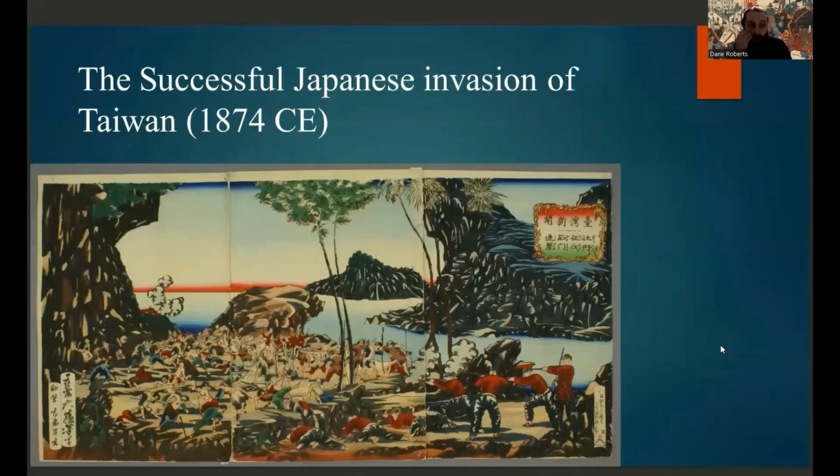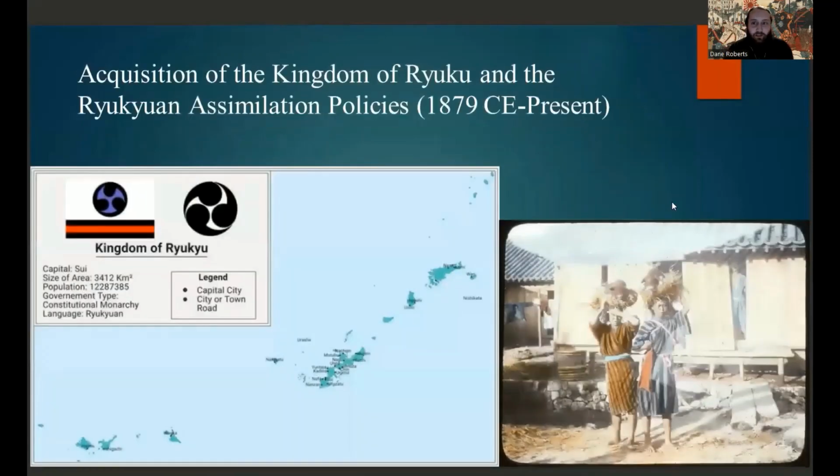And after doing that, they forced China to officially end the tributary status of Ryukyu with China. And so after that, Ryukyu would be officially annexed into the Empire of Japan. Originally, it was only a tributary state. Now it was actually a part of the empire.